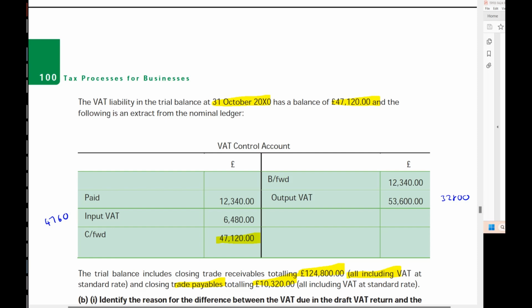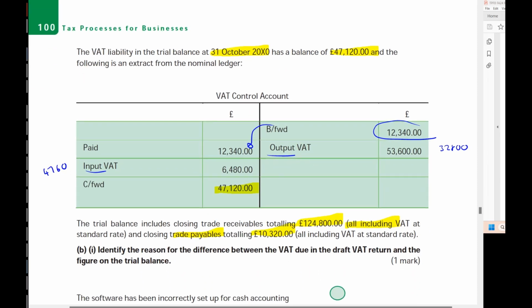I'm not worried about the brought forward balance because that was an opening liability, which is then settled for cash. So that's not the issue. The issue is that the VAT return has so much more output and input VAT in it than I would be expecting. But this little sentence then definitely gives me a clue that the trial balance includes closing trade receivables, totaling 124,800, including VAT. So let's find out how much VAT would be included in there.